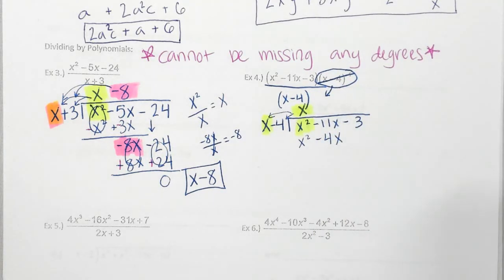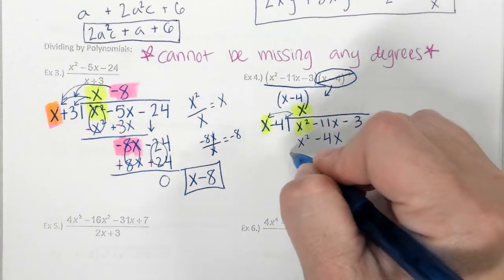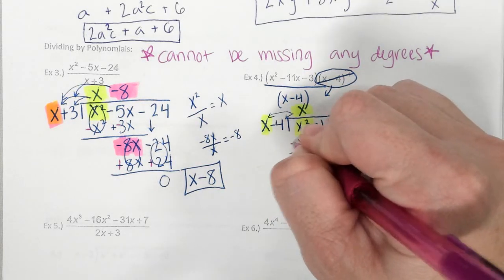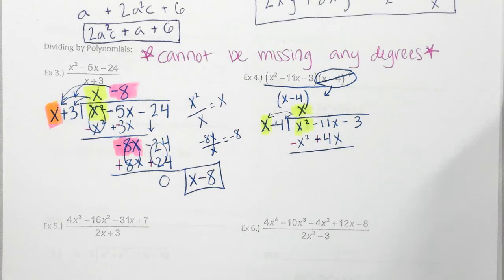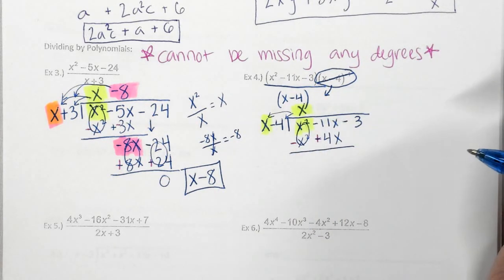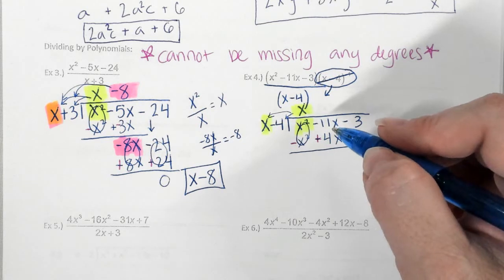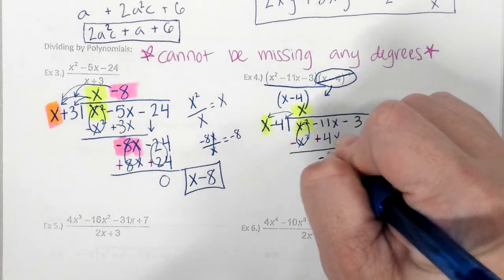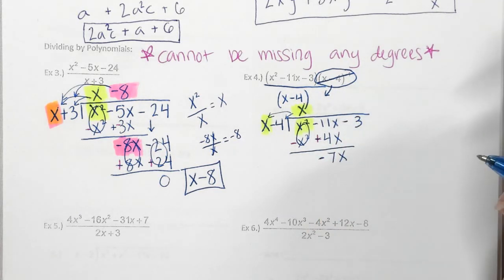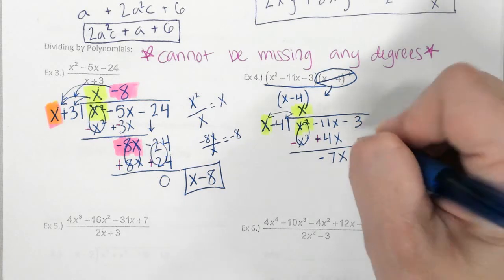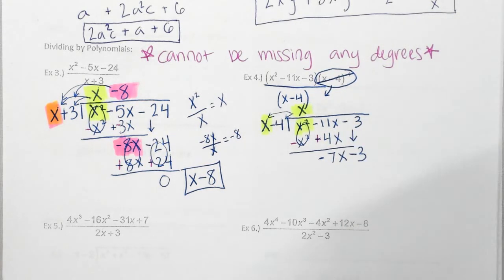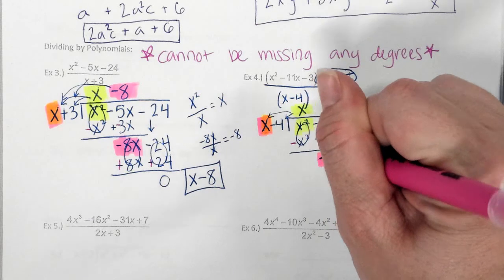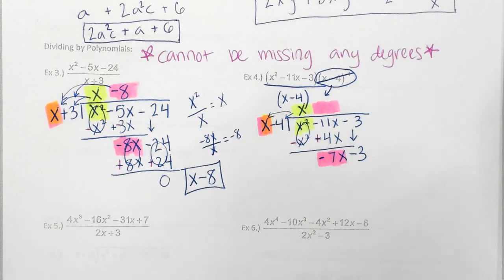Now what do we do? Subtracting. So subtract, this becomes plus. Now the first term should always zero out, which it did. X squared minus x squared is 0. Negative 11x plus 4x is negative 7x. Now what do we do? Bring down the negative 3. You're exactly right. So now we're focusing on the negative 7x and the second term of the solution.